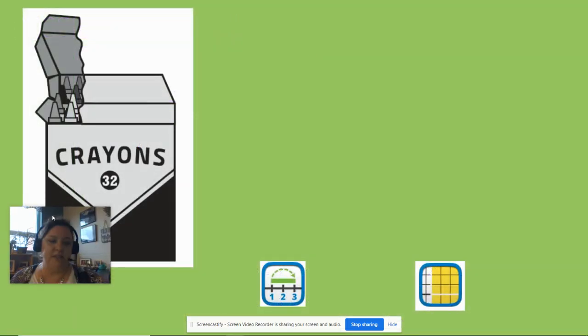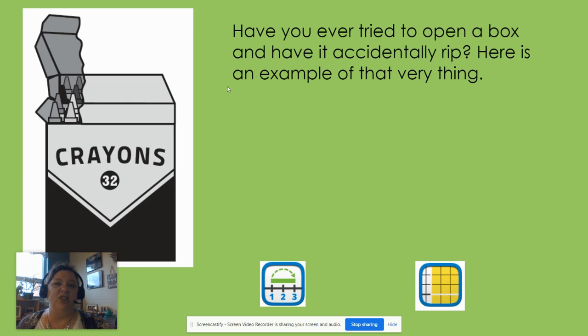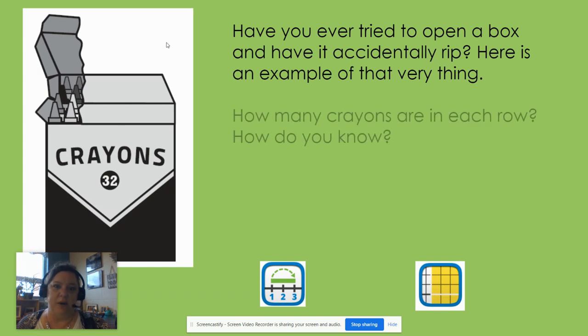All right, so I want you to look at this picture. Have you ever tried to open a box and have it accidentally rip? Well, here's an example of that very thing. So let's say we've got a box of crayons and the lid didn't open all the way. How many crayons are in each row, and how do you know? Look at the box. See everything you can see about the box.